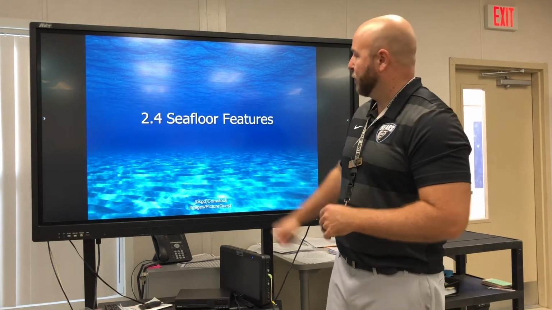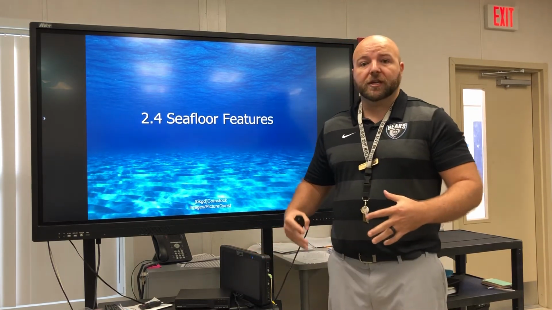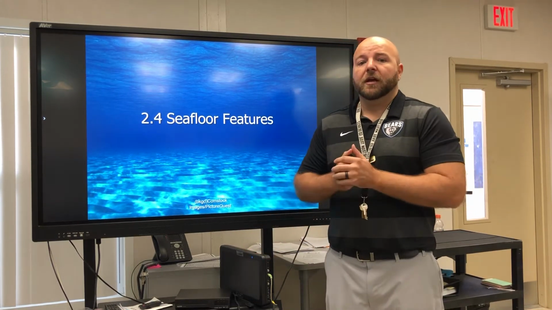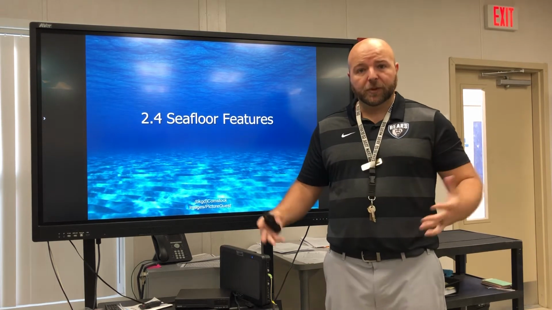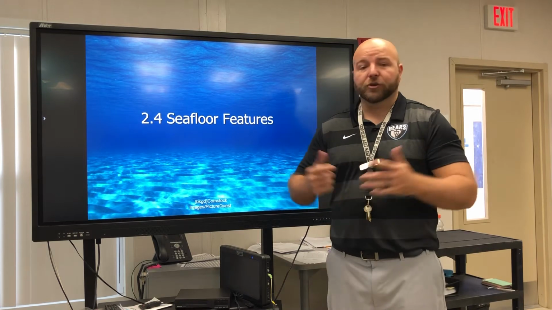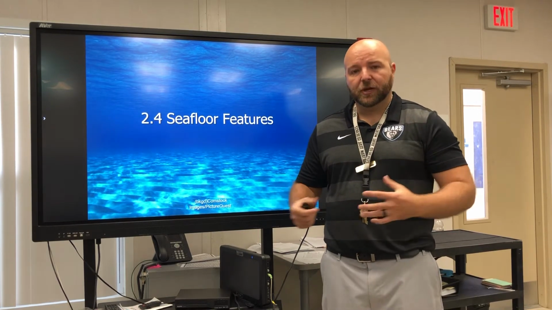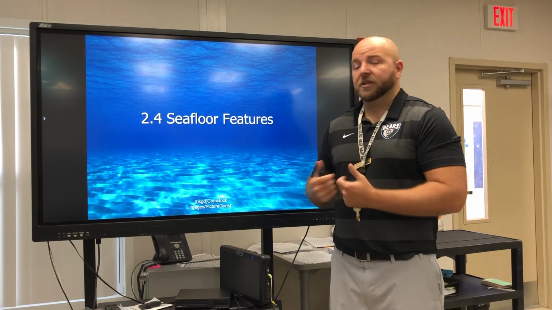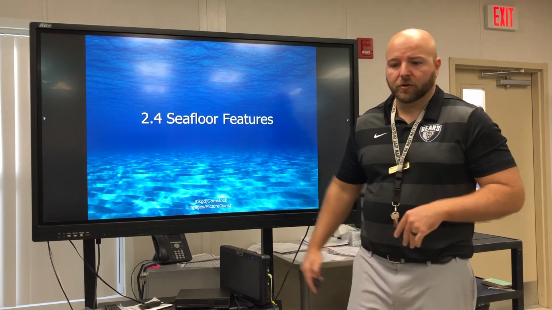This is 2.4, seafloor features. There's not going to be a whole lot to this lecture because most of it is just you defining terms. So some independent work today of just looking up some definitions for seafloor features, sketching them out, and making sure that you have an understanding of what these features look like. But there are a couple things that I want to walk you through real quick.